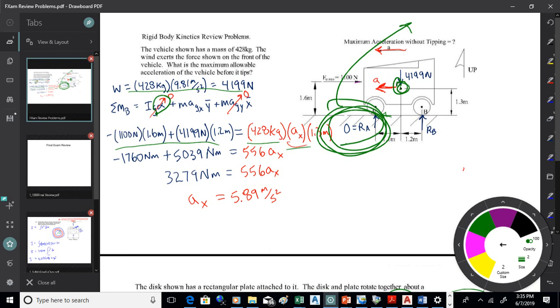Other questions? Yeah. So it's just momentum and work energy from all of them. Yeah, right. And it's not wide open. So it's going to be a momentum problem and then a work energy problem. Okay. Yeah. Okay. And then these three kinds of problems here.